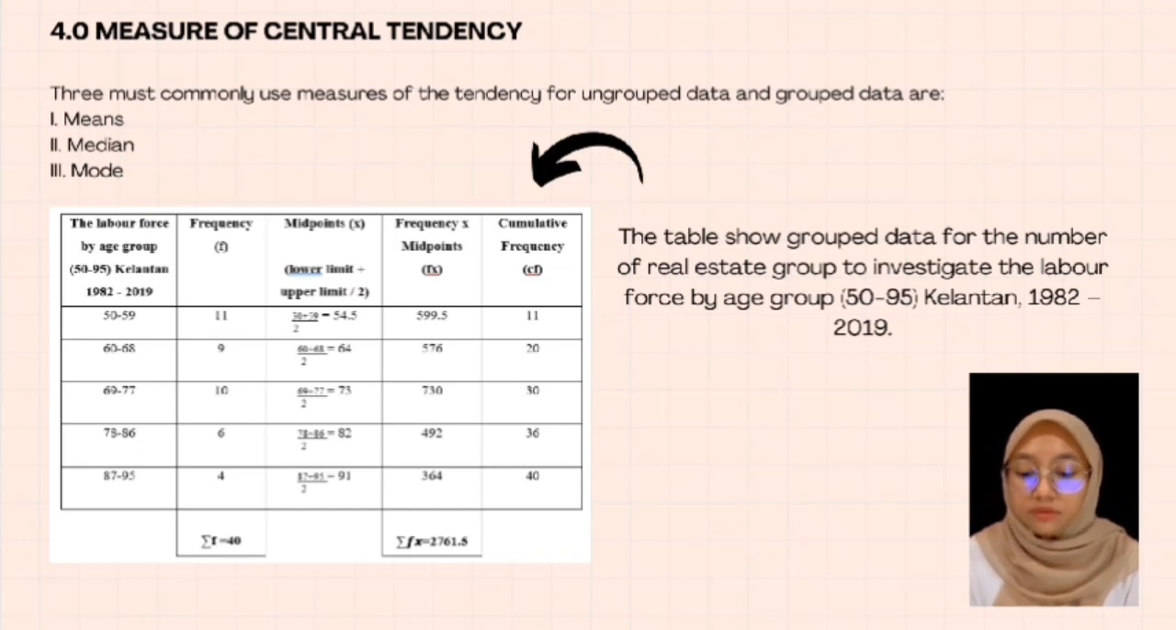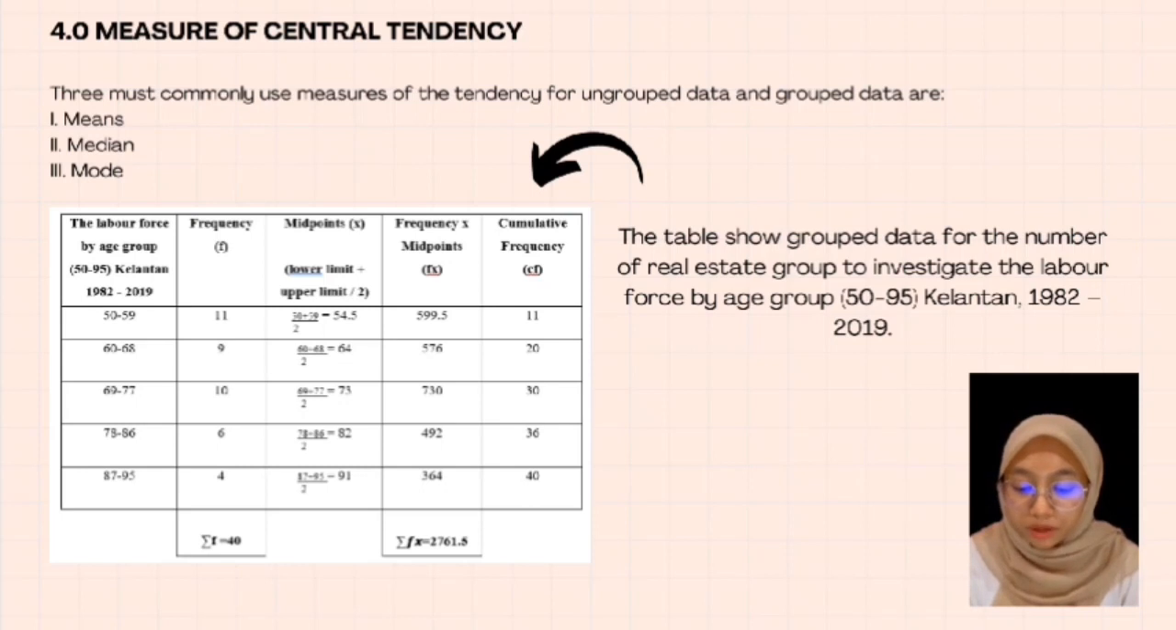I will present 4.0, which is measure of central tendency. Three most commonly used measures of central tendency for ungrouped data and grouped data are mean, median, and mode. The table shows grouped data for the labor force by age group, Kelantan, 1982 until 2019.